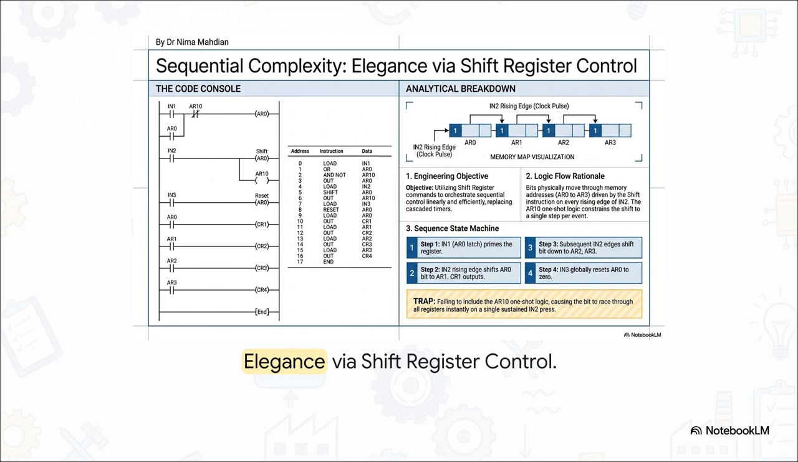Step 2. The IN2 rising edge physically shifts that bit from AR0 down to AR1, which turns on our first output, CR1. Step 3. Subsequent IN2 edges shift the bit down to AR2, and then AR3. Finally, Step 4. Sensor IN3 acts as a global reset, dropping the whole thing back to 0. It's clean, it's linear, and it is highly efficient.